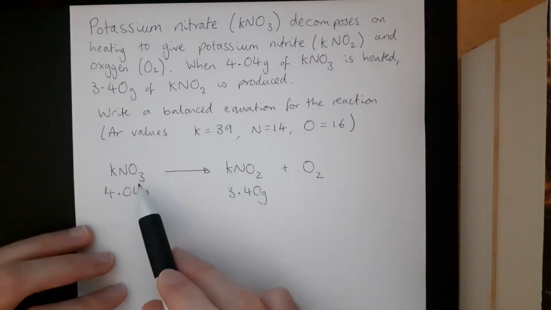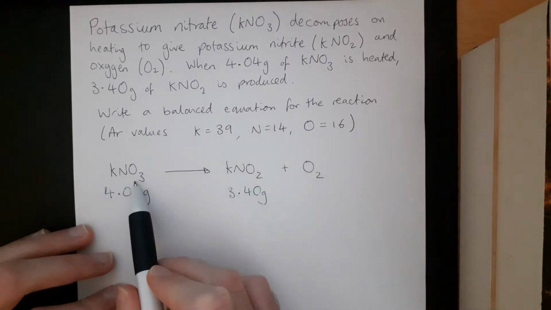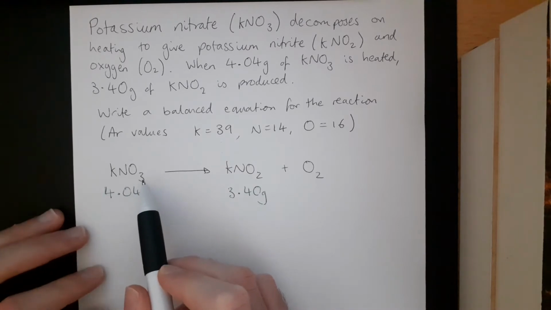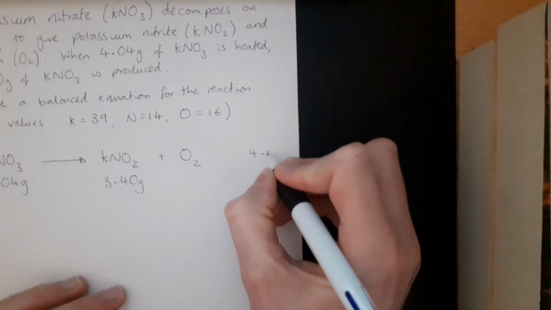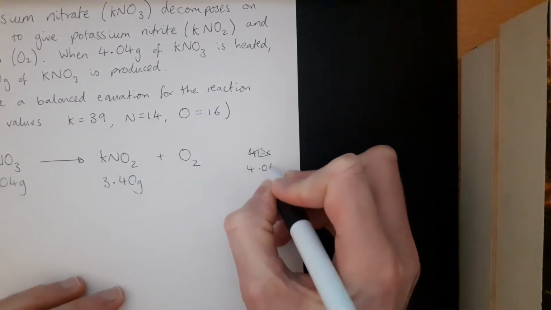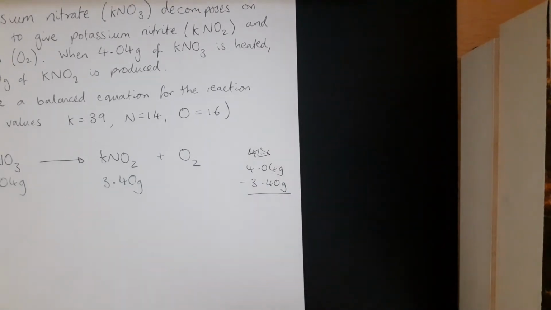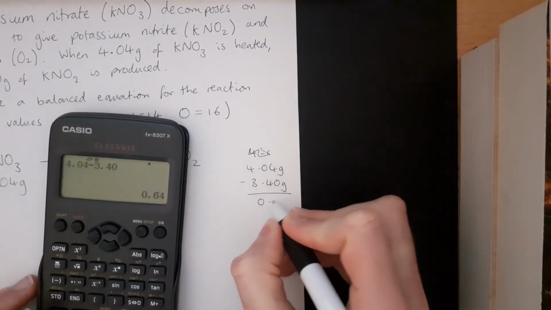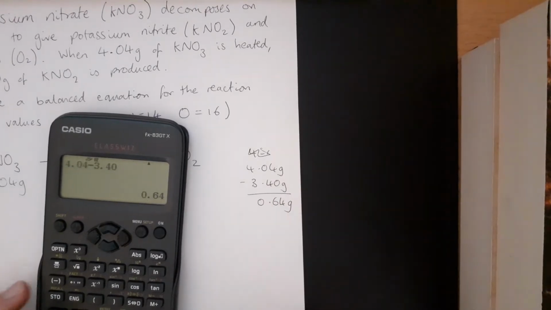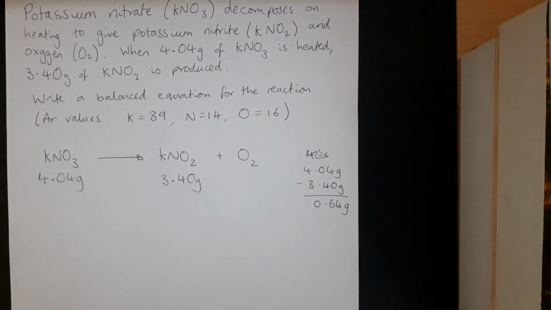So we know from the law of conservation of mass that the total mass of the products must be equal to the mass of the reactants. So I'm just going to do this at the side over here: 4.04 grams minus 3.40. I'll just do it on the calculator because it's quicker. And we get 0.64 grams. So that must be the missing mass of the oxygen. I'm going to put that in here as well.